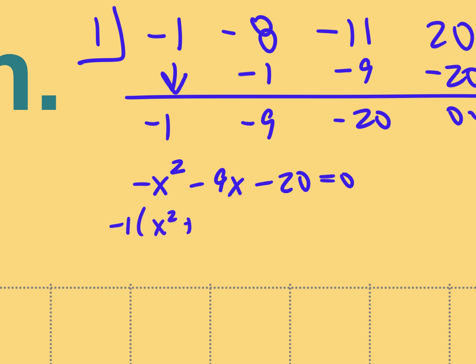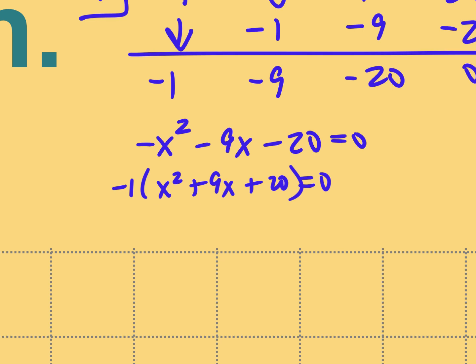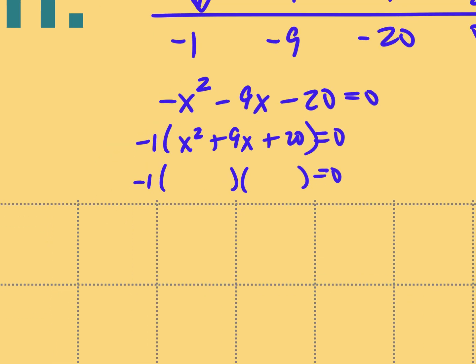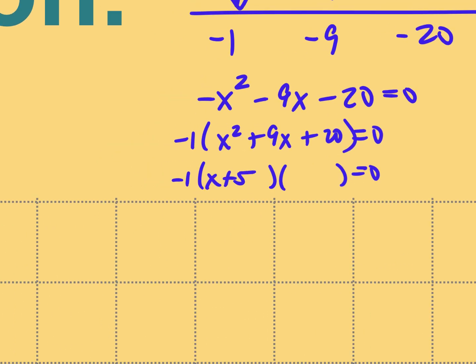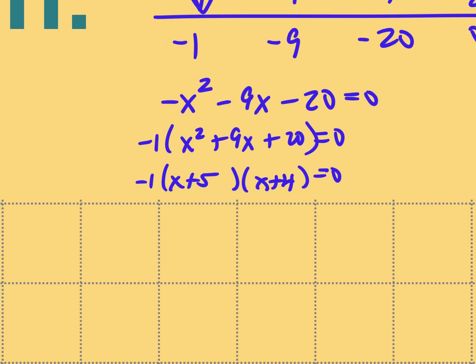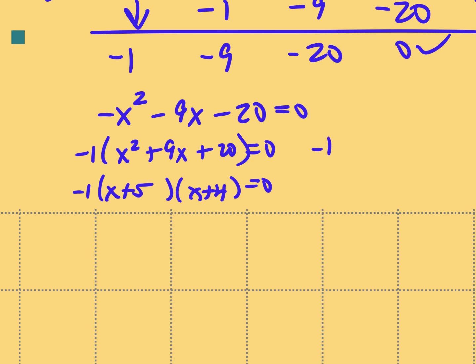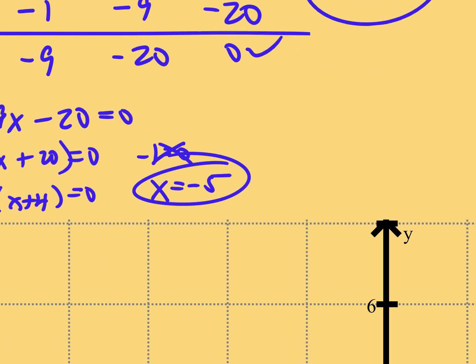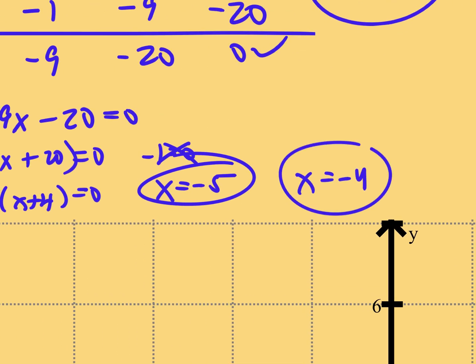Then we have x squared plus 9x plus 20 equals 0. Can you factor that? Factors of 20 that multiply to give you 20 and add to give you 9. Perfect. x plus 5 and x plus 4. And now how do we get our answers? We set each piece equal to 0. So -1 equals 0. Ever? No. So I have x equals -5 and I have x equals what? -4.